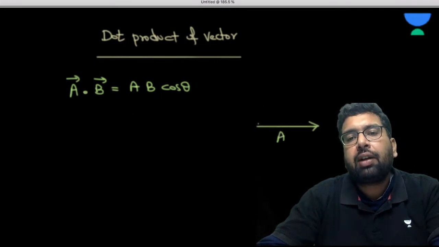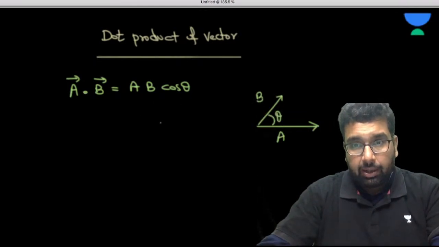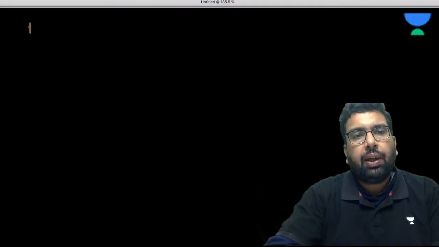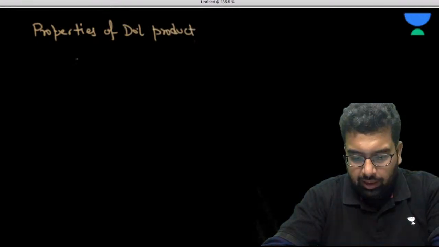So if this is vector a, this is vector b, and the angle is theta, the dot product is a b cos theta. Now let's continue from that point. Today we will try to complete as much as possible so that we can see more questions. Now coming to the properties of the dot product of two vectors.